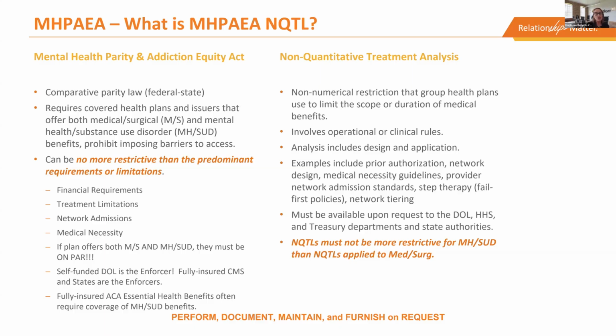As we move forward, again, mental health parity applies to those plans that do cover mental health and substance use disorder benefits, which can be no more restrictive than any predominant requirements or limitations. Now, here's just a list of some of the limitations. There are financial requirements, most of which you all have adopted and have had in your benefit plans and on par for many years. Treatment limitations are also not quite as easy as financial requirements to spot, but they are also numeric in nature, and I'm going to give you a few examples of those. Network admissions and medical necessity are just a couple of examples of the non-quantitative treatment limitations.